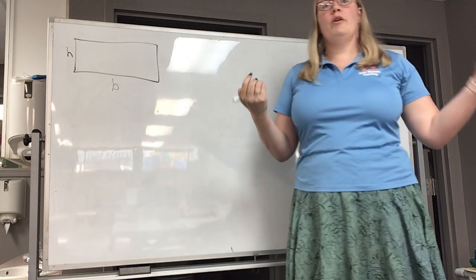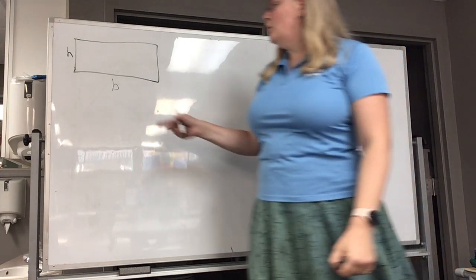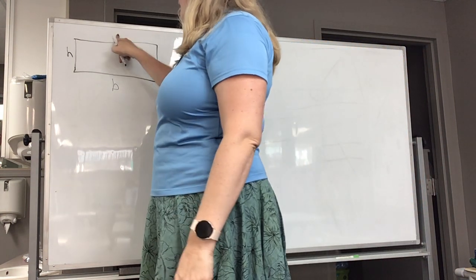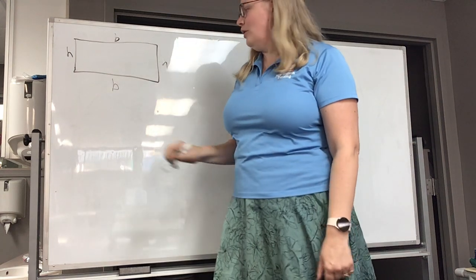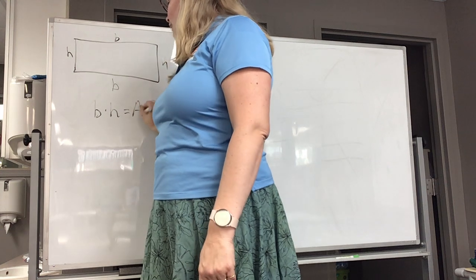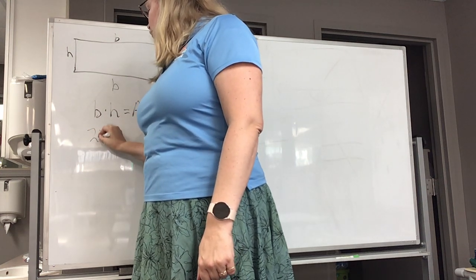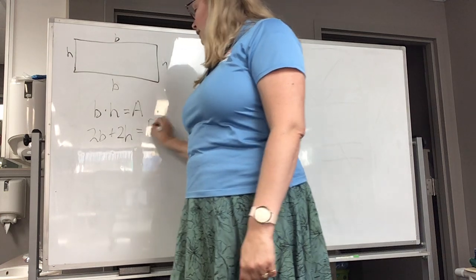And for perimeter, it's just the distance around. You are going to add up the four sides, and you have two bases and two heights. So you have either base times height equals our area, or two bases plus two heights equals the perimeter.